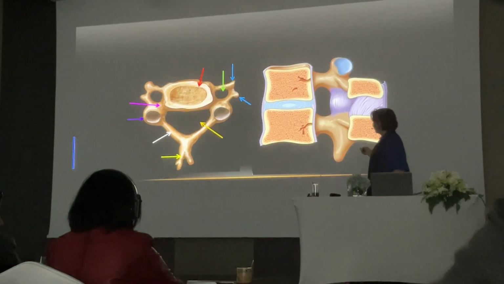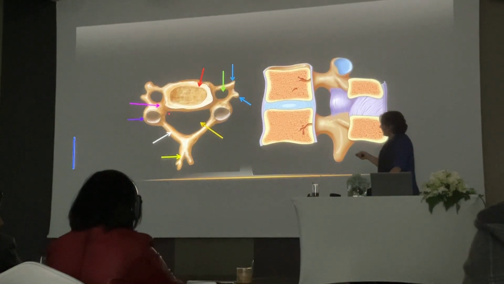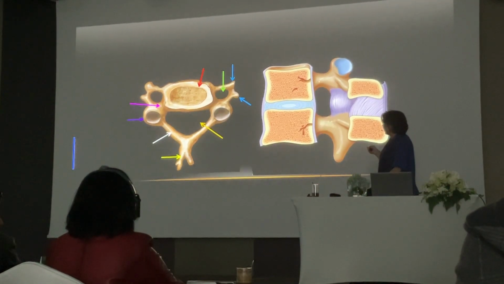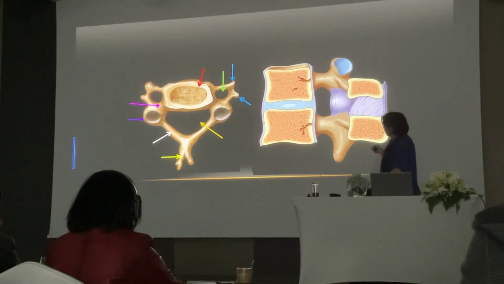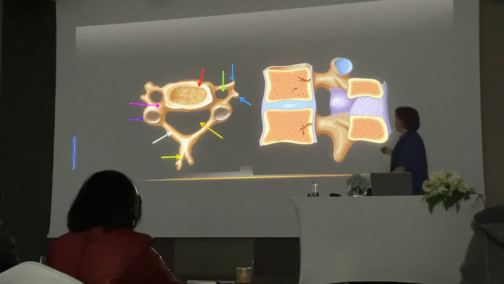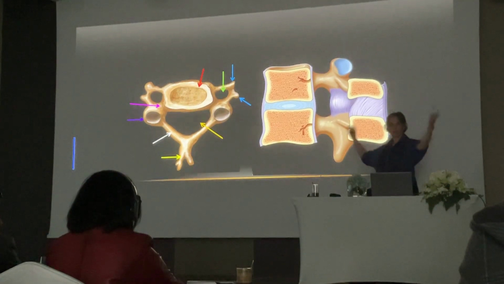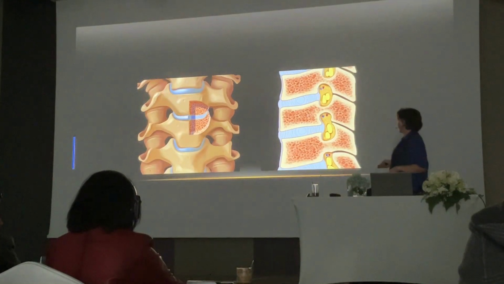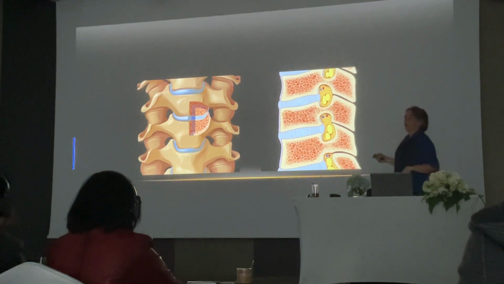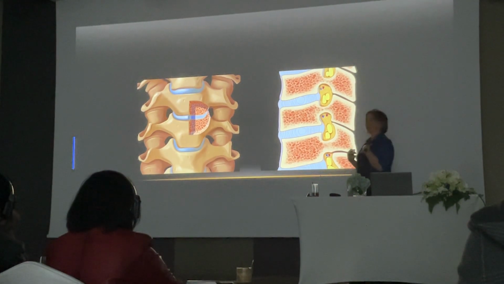So let me explain what this is right here. This is one cervical vertebra. You take another one of these vertebrae and put it on top or underneath, and then put all of the ligaments. This is the hole through which your spinal nerves go through. This is where your spinal cord goes, and these are the holes that the spinal nerves go through.